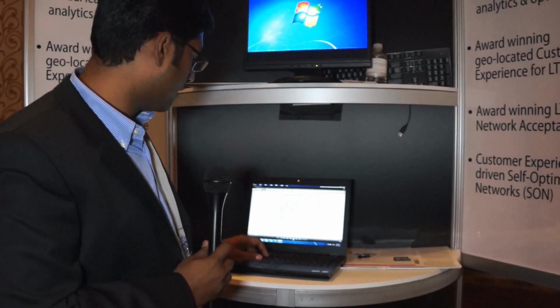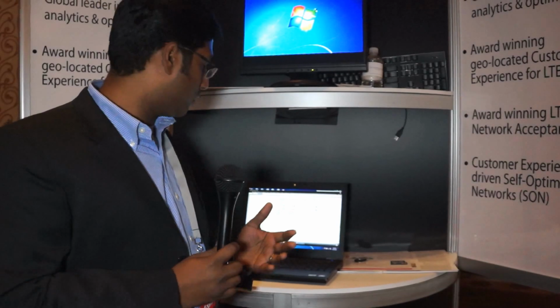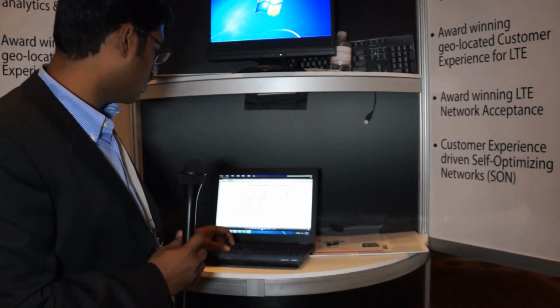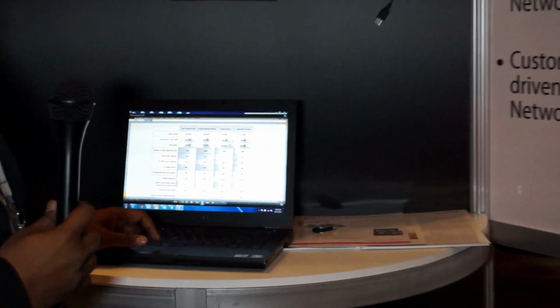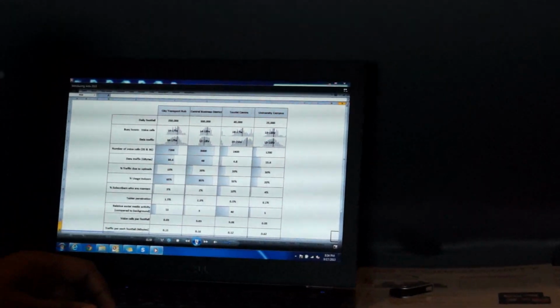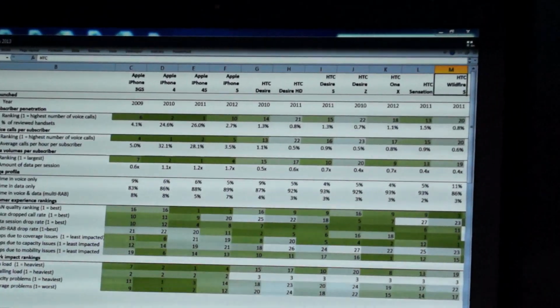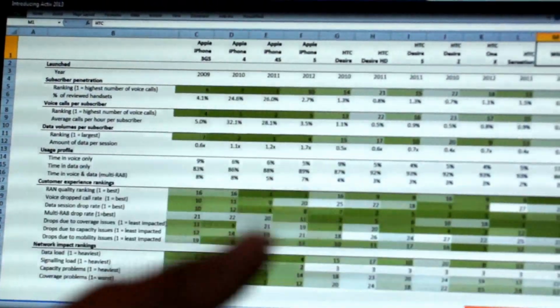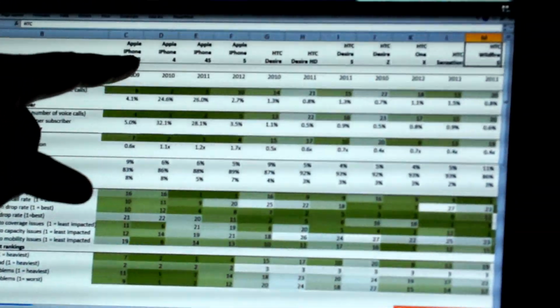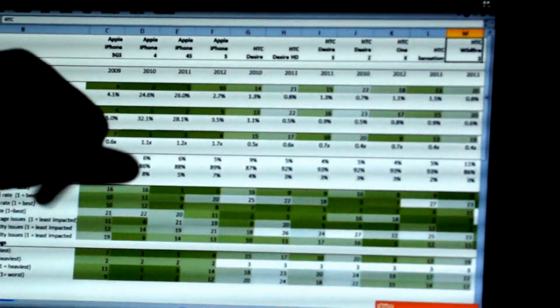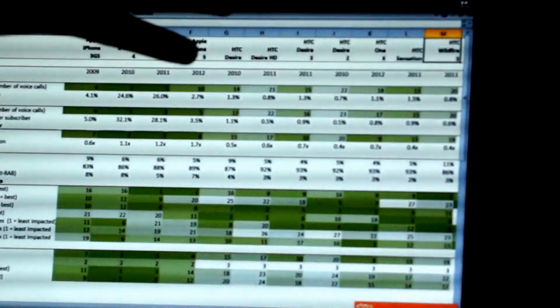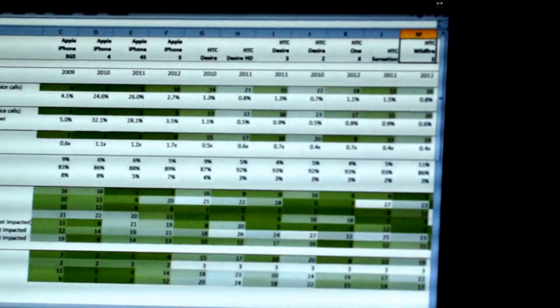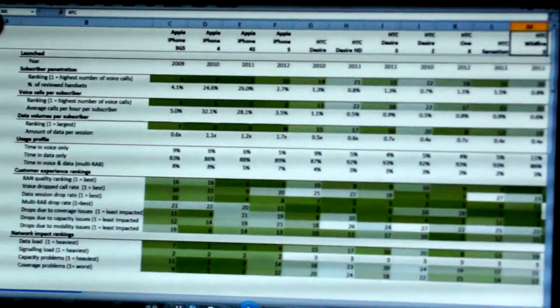So the next one is another kind of report that we use from the actual subscriber data. In this case, what we are looking at is, in terms of handsets, what is each handset doing for the network? How many users are on iPhone 3G? How many are on the iPhone 4? How many on the 4S? How many on 5? And then the signaling overhead, what's their throughput like?